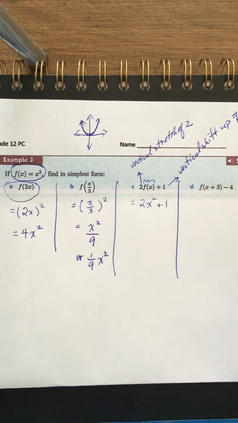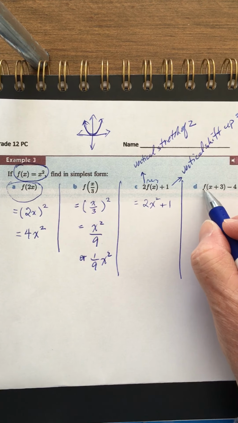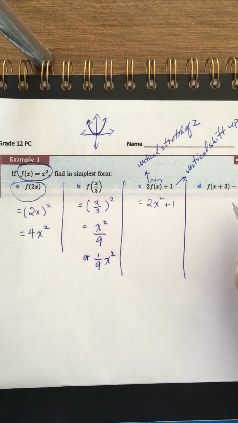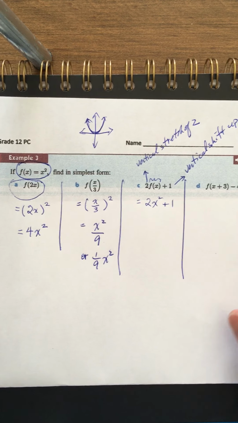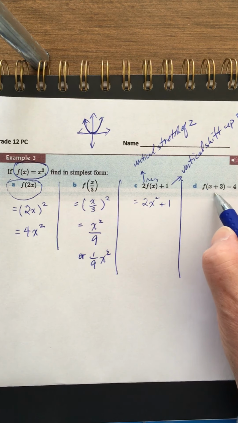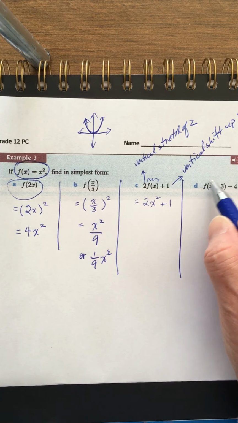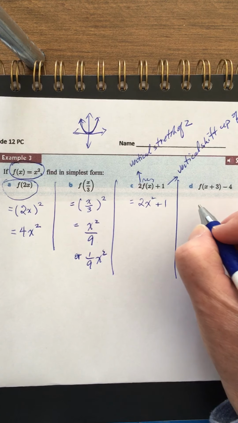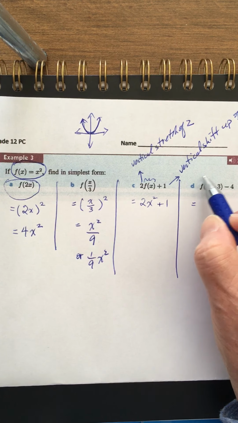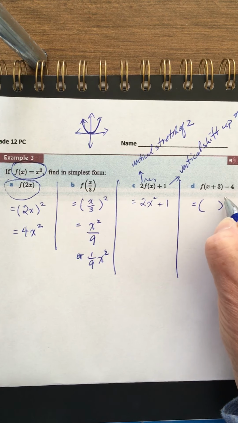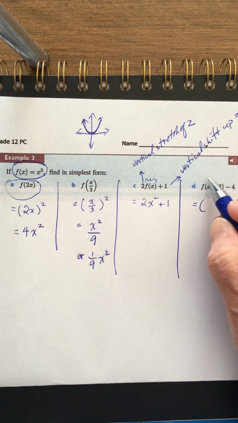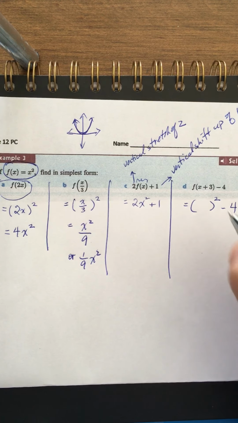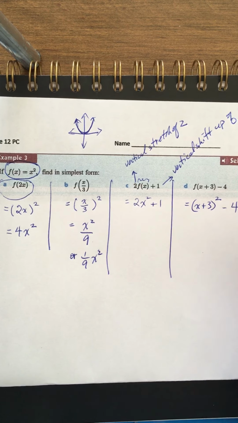All right, number D is similar to number C. We've got the f function. It's actually a combination of what happened in A and B and what happened in C. We've got the f function, and we need to replace the x with x plus 3. And then after that, we need to subtract 4 from that function. So we're going to copy down the function, which was x squared, but put a bracket there instead. So this is that part. And then we're going to subtract 4 from it. So in that bracket goes the x plus 3.